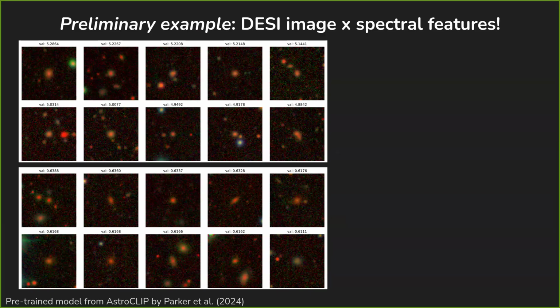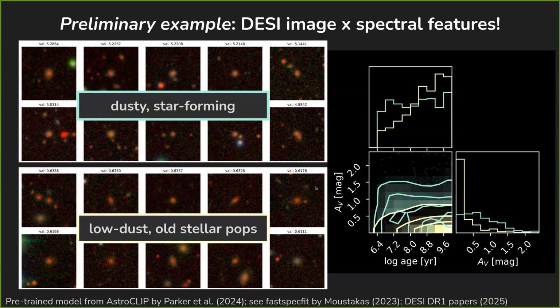Like, to me, these elliptical-esque galaxies are obviously quite red. And I'm showing 2 different features. So why are these semantically different? It turns out that the top population here tends to be dusty star-forming galaxies, and the lower population are lower in dust, lower AV, and have older stellar populations.